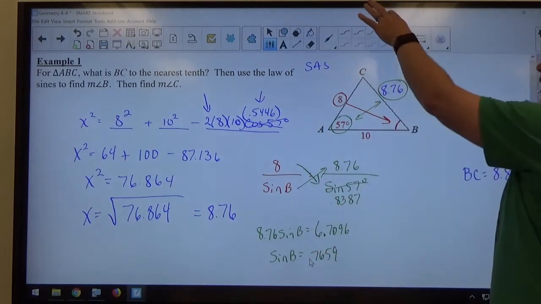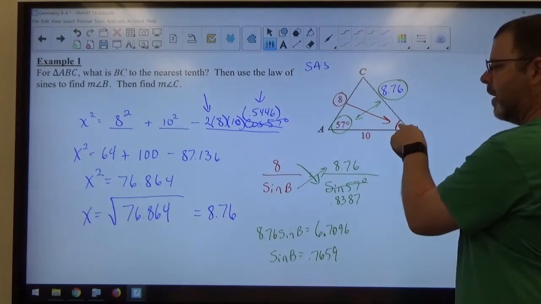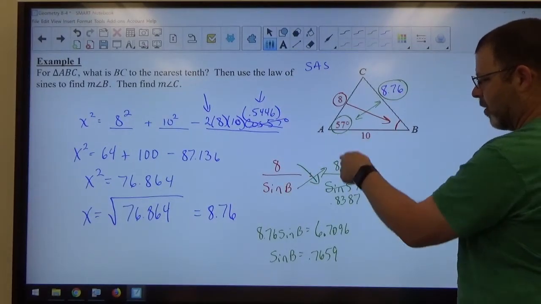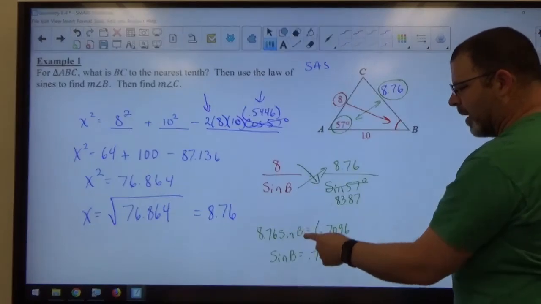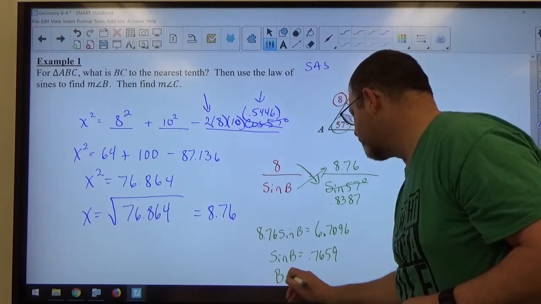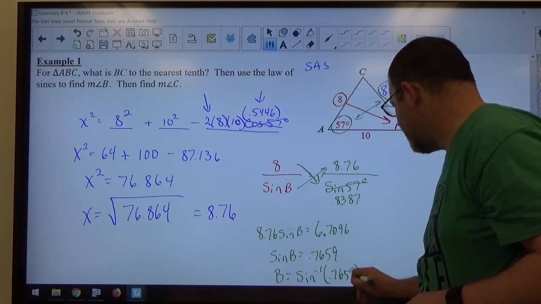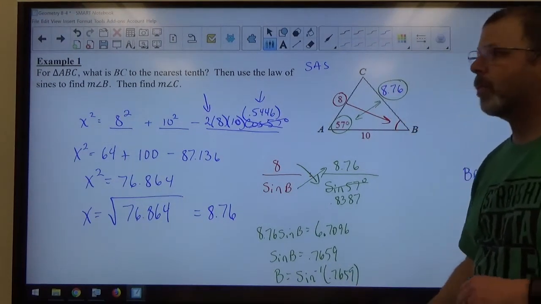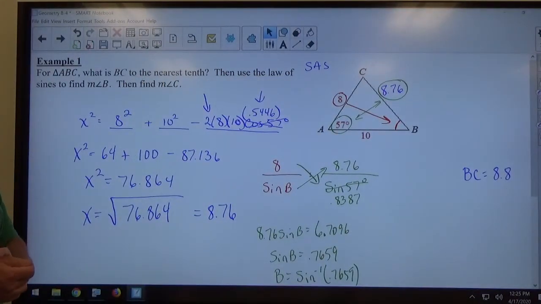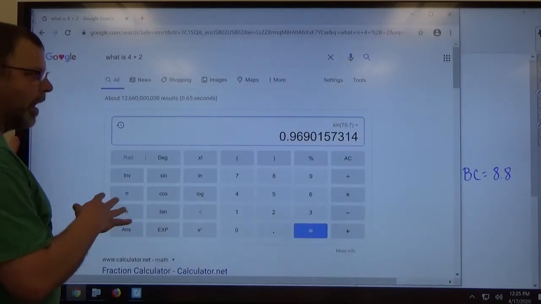Now, all this work here has led us to this point. So again, this is the law of sines in action. We don't know what angle B is, so it's 8 over sine of an unknown angle, 8.76 over sine of a known angle, so we had a number there. I cross multiply. I get sine of B equals, but I don't know what B equals. I'm going to do B equals inverse sine of 0.7659. And again, we've already seen this before on section 8.2. We did inverse trig functions to find angles. Some of you didn't use the inverse button on your calculator. I'm going to bring up the Google calculator here just to show you how that's being used.